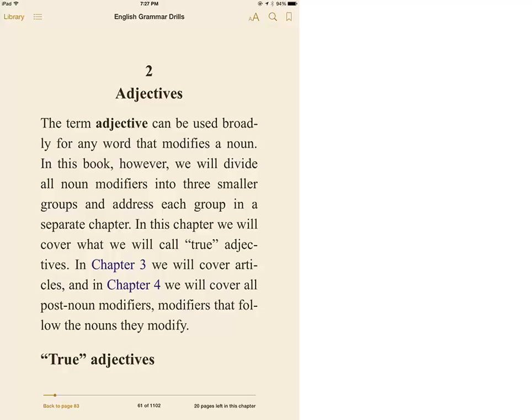Okay, in the last videos we discussed nouns and all kinds of things about nouns. Now we're going to move into something different, a different topic, and the topic is right here on top. We're going to talk about adjectives.